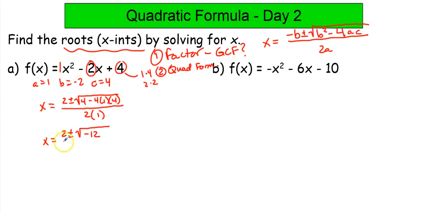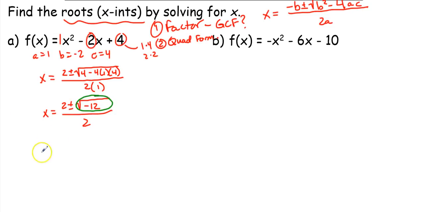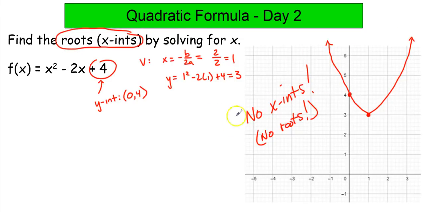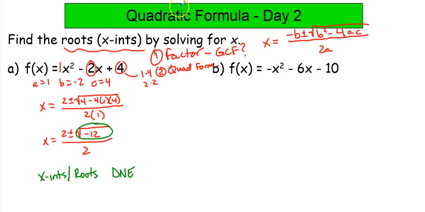And this should kind of sound alarm bells. This is what we're talking about, kind of the special case where you get a weird answer. Anytime you take the square root of a negative, it means that it does not exist. It can't happen. You're not going to get real values. So my x-intercepts, or my roots, do not exist. There aren't any. And again, graphically, we go back, and this is the exact same problem. Graphically, it makes sense, and the algebra just confirmed that my roots don't exist.